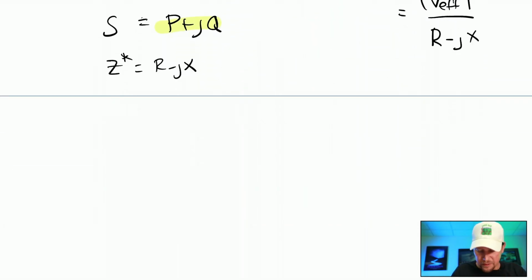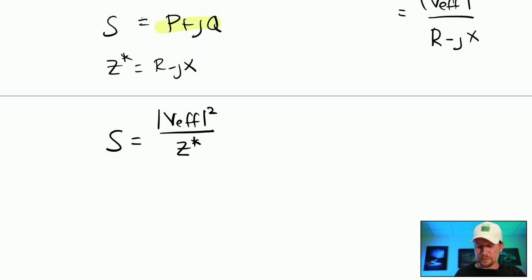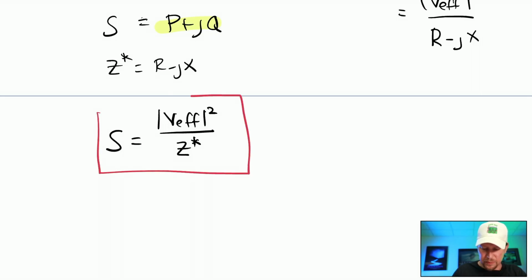So here, the final note is S is equal to the magnitude of the effective voltage squared divided by the complex conjugate of the impedance, like this. And unfortunately, this is as far as you can go unless you make assumptions about what the nature of that impedance is. But this is important enough to box. That's one alternate way in which you can actually calculate the complex power. And you cannot go further.